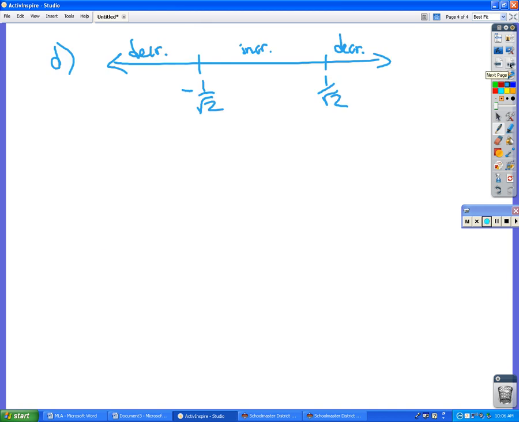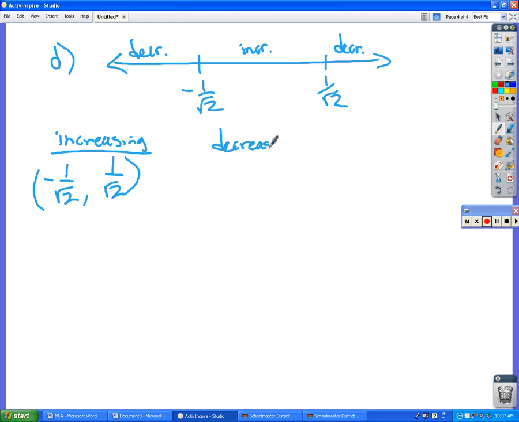Okay, so find the intervals on which f of x is increasing. I got it. So it's increasing from -1 over root 2 to 1 over root 2, right? Find the intervals on which it's decreasing. It is decreasing from -infinity to -1 over root 2 and 1 over root 2 to infinity.